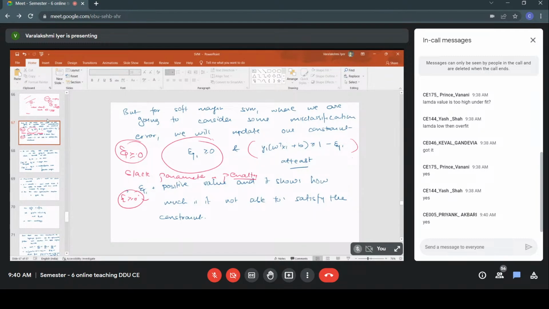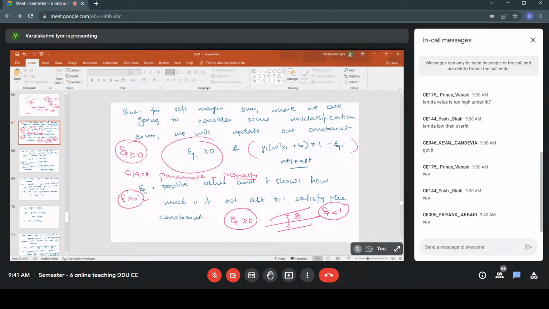Your constraint will get updated accordingly. That is, yi into w transpose xi plus b must be greater than or equal to 1 minus zeta i. That is, some slack value needs to be subtracted from the actual values that you are getting. Then it is possible that the slack value will be greater than or equal to 0. If the point is between the margins, then the slack value will be less than 1.